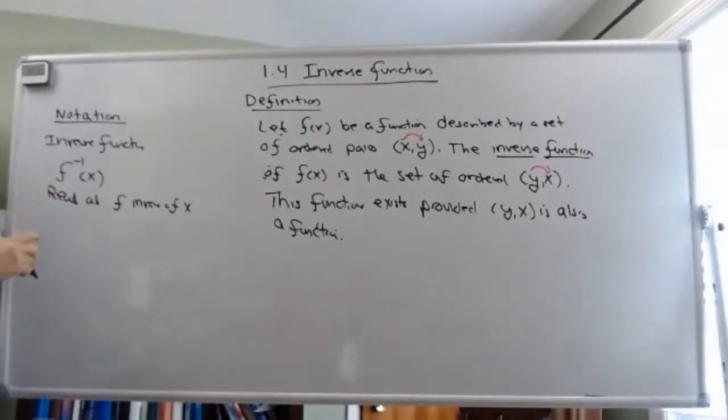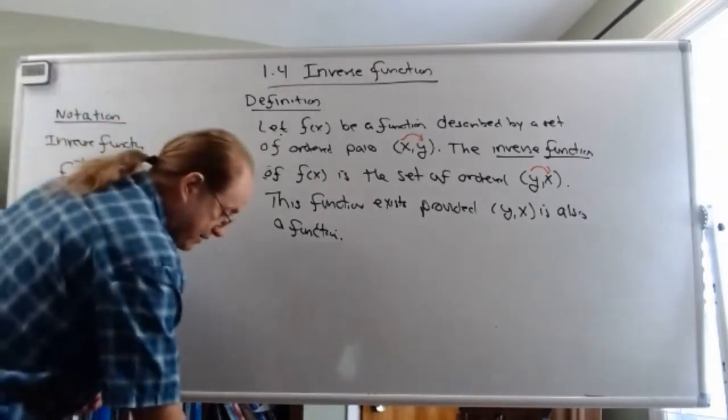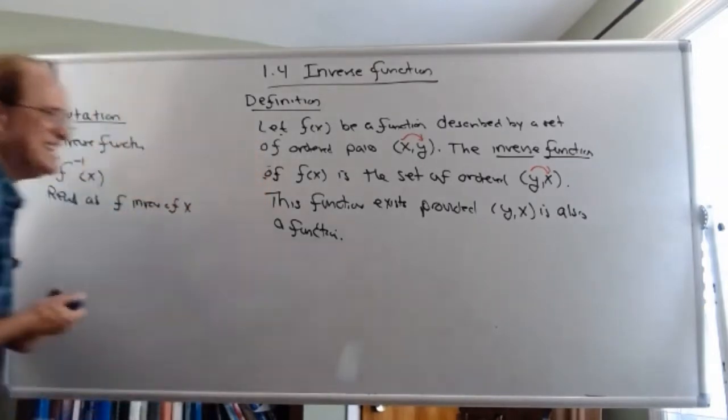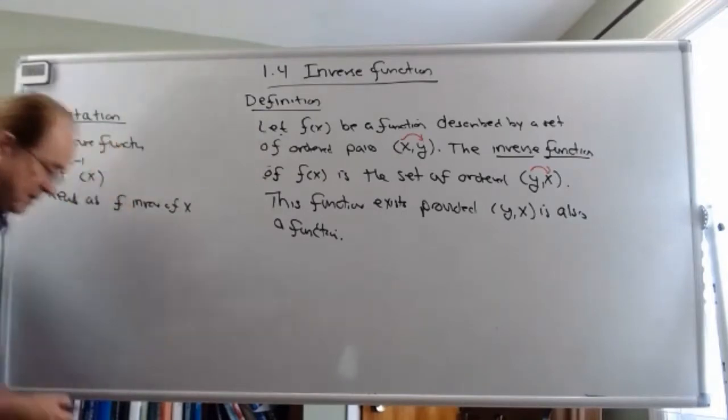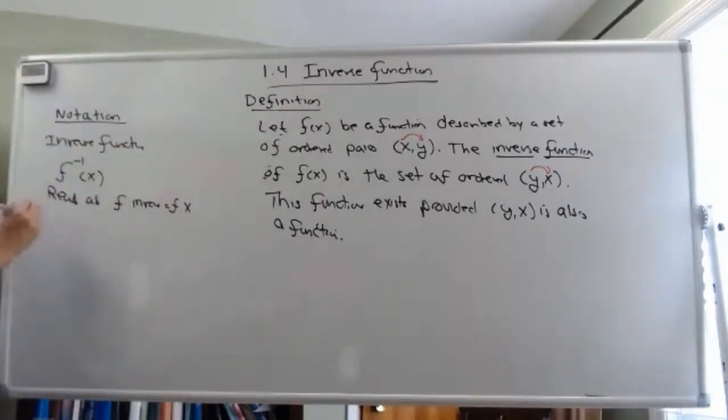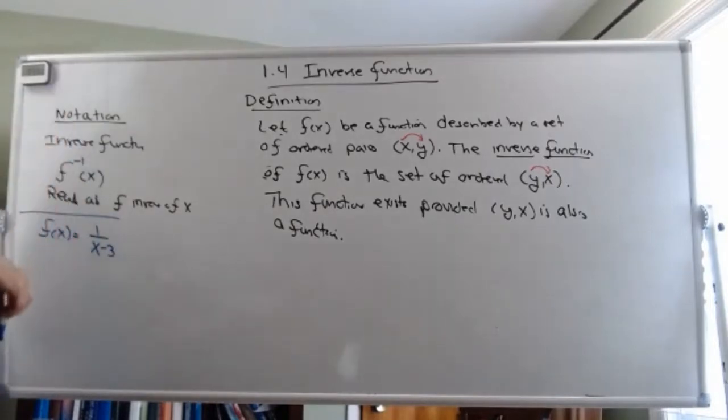This is not the same as this. The confusing part is this. For example, if I went back to section 1.2, and if I were to look at some problems that dealt with reciprocals. So let's say, for example, I have f of x equal to 1 over x minus 3. And I go back to this notation, I said compute the following. Take f of x and take its reciprocal.